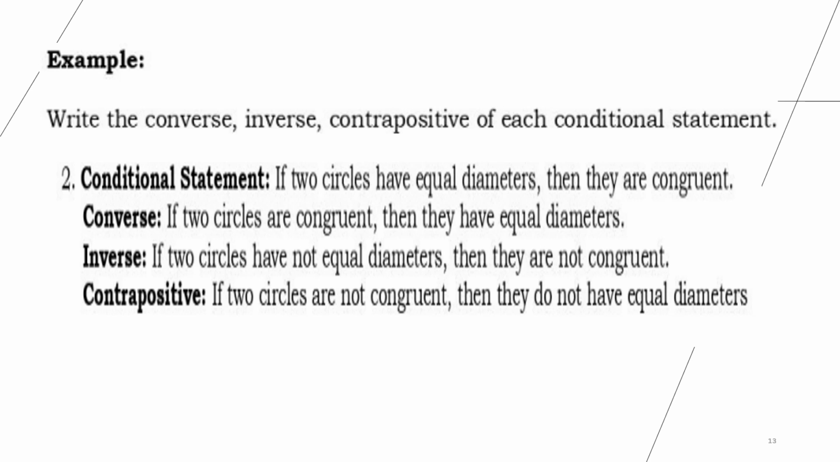Example number two. If two circles have equal diameters, then they are congruent. Converse: if two circles are congruent, then they have equal diameters. Inverse: if two circles do not have equal diameters, then they are not congruent. For the contrapositive: if two circles are not congruent, then they do not have equal diameters.